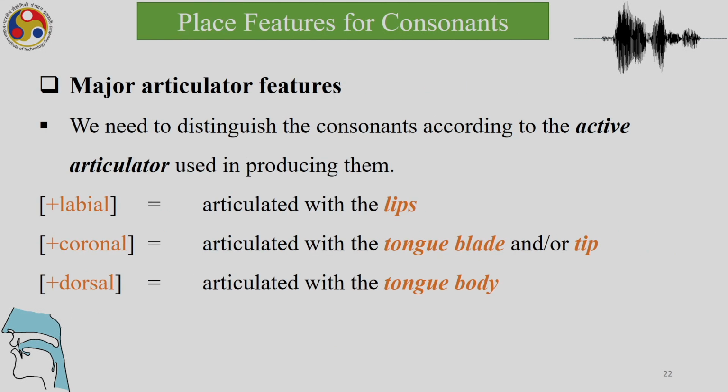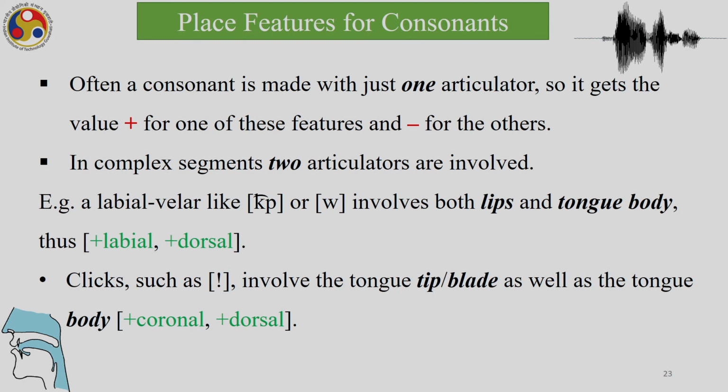So we have the major articulator features, and after the vowels, now let us have a look at the major articulator features. And the major articulator features are plus labial, plus coronal, and plus dorsal. Dorsal are those consonants which are articulated with the tongue body, and coronal are those which are articulated with the tongue blade and tip, and labials are articulated with the lips. So often a consonant is made with just one articulator, so it gets the value plus for one of these features and minus for the others.